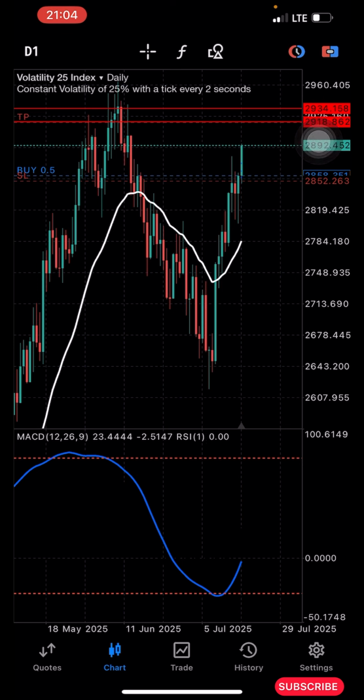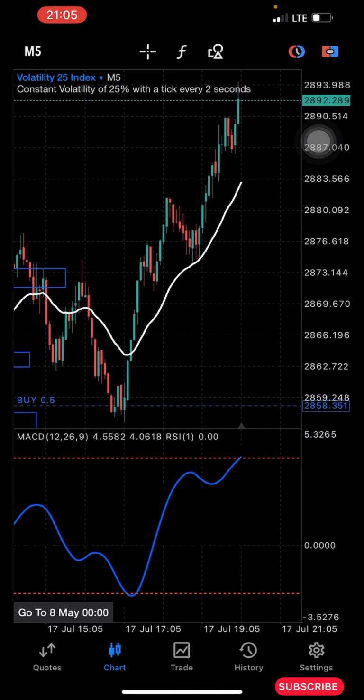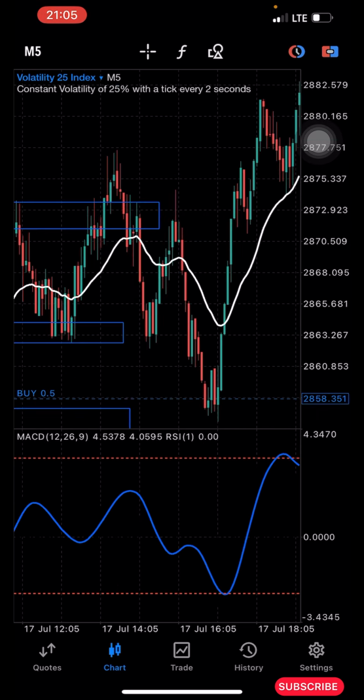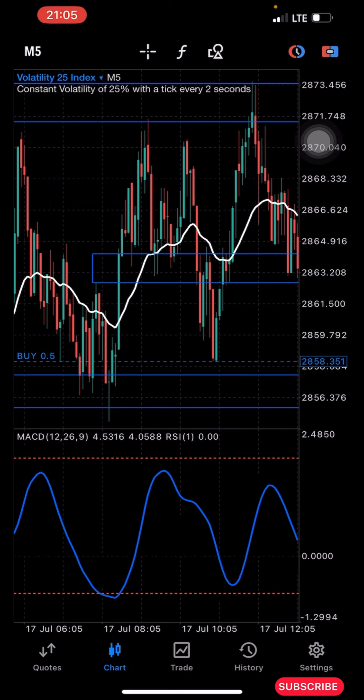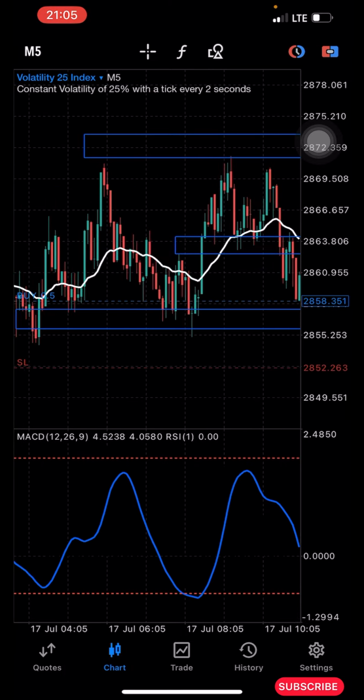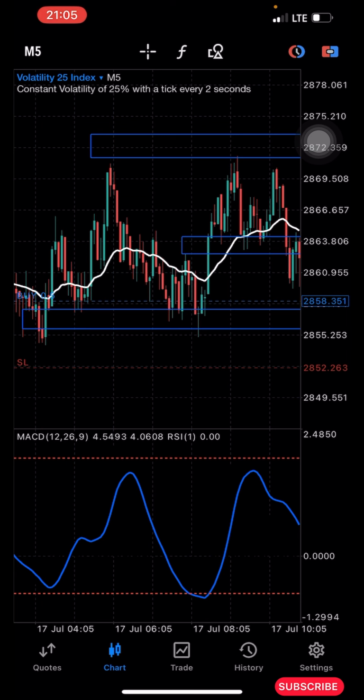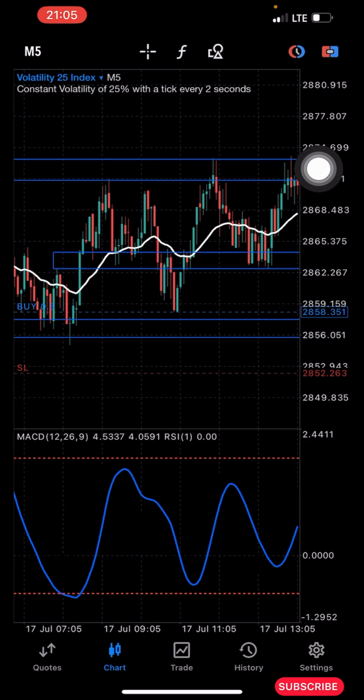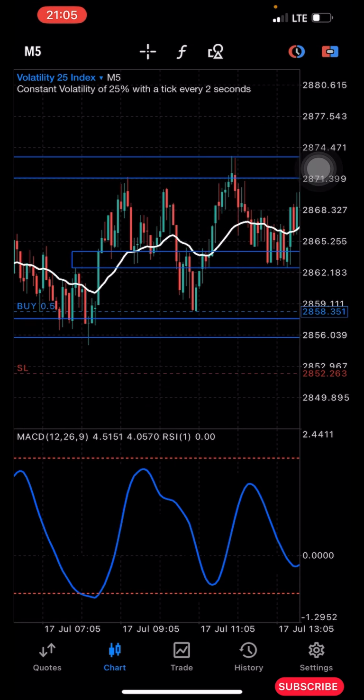So what I did is that I went to the 5-minute time frame, where I like to take my entries. Here on the 5-minute time frame, I marked out some support and resistance zones because price was consolidating around this area. So I decided to mark out the necessary areas. Let me delete this and do it again so that you see it properly.